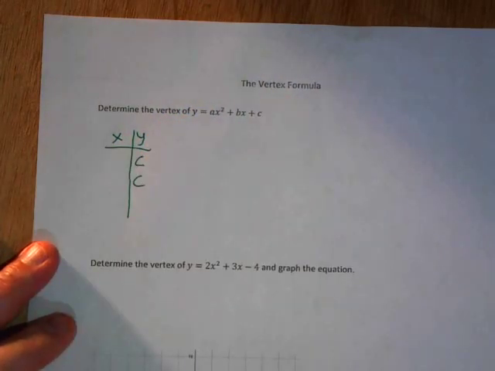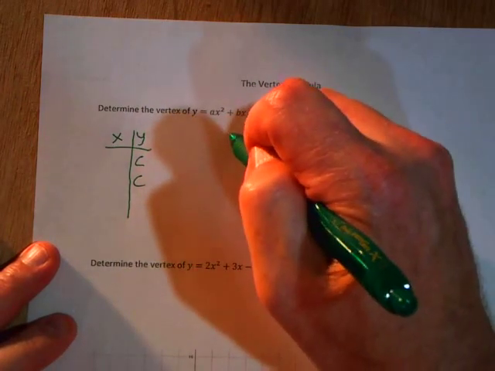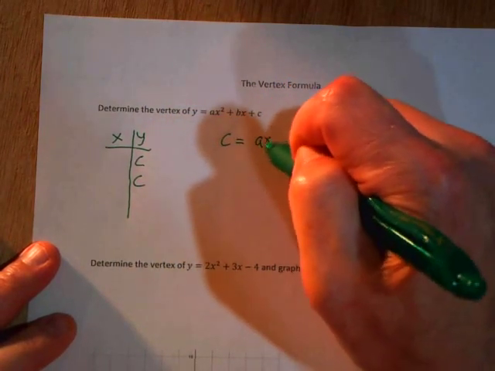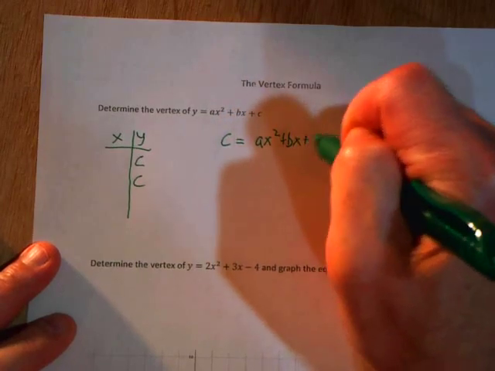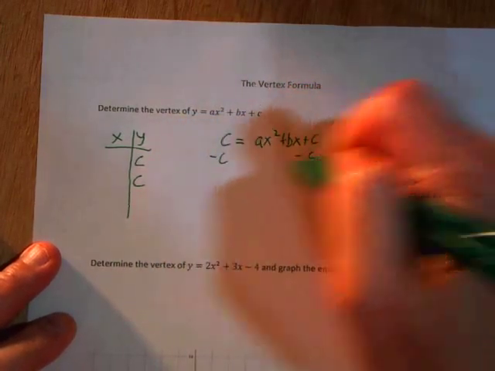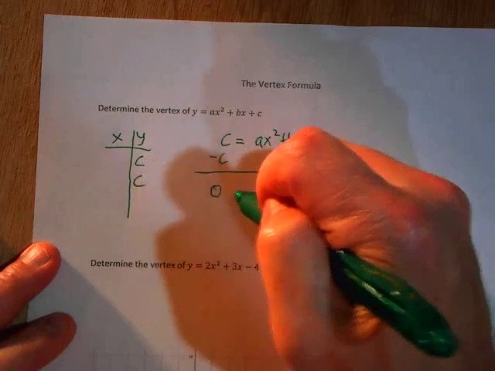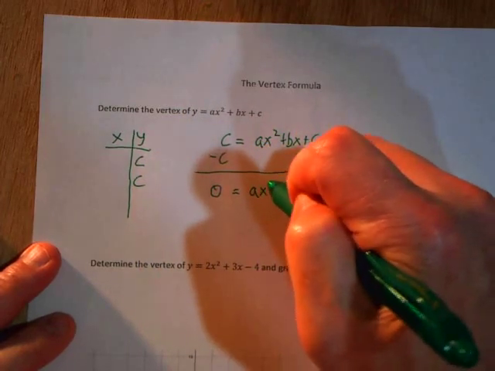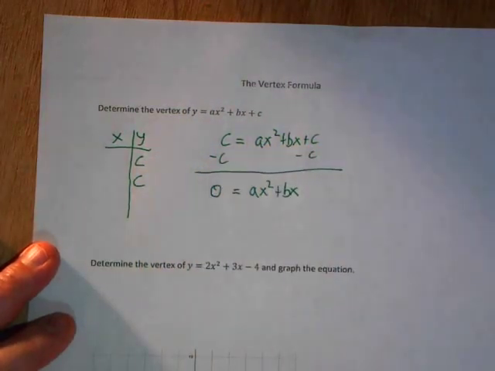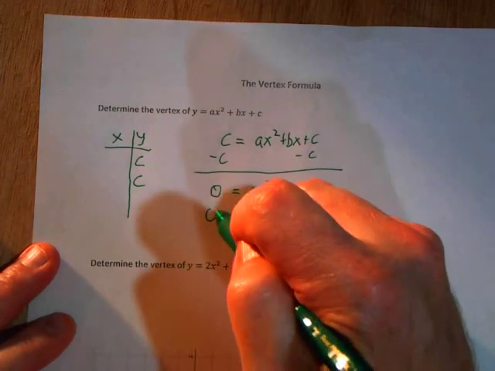So you would plug in c. And you would have c equals ax squared plus bx plus c. You would subtract the c on both sides. You would have 0 equals ax squared plus bx. The c's add up to 0. And then this still works out nicely.